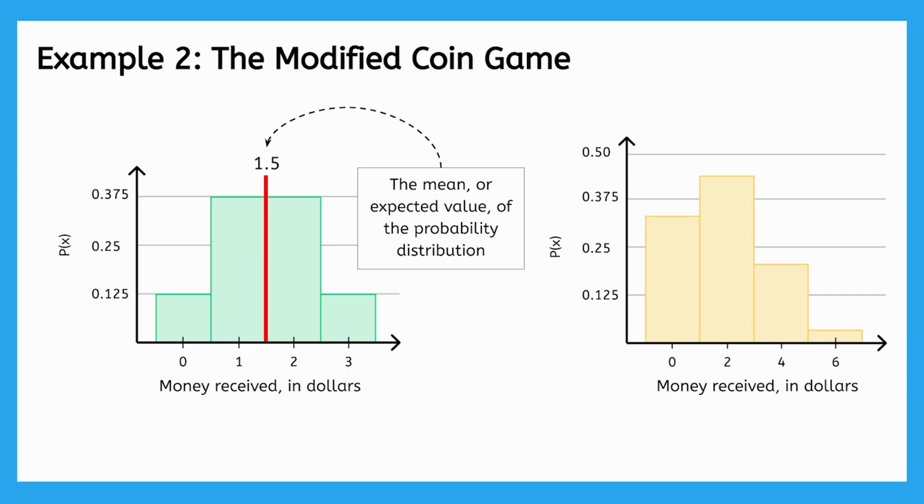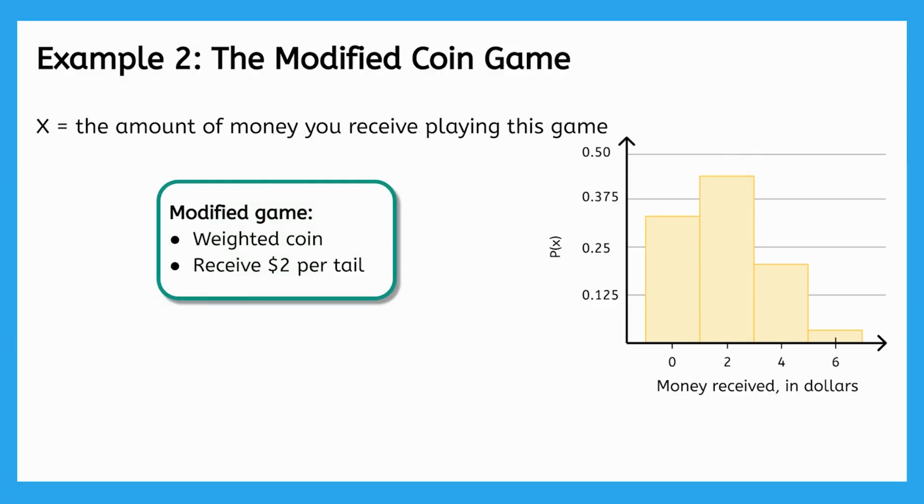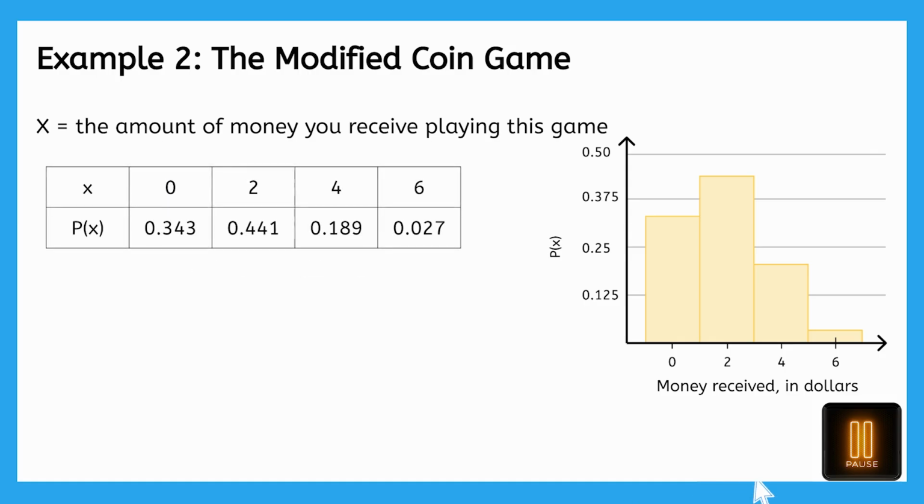Because this distribution is skewed right, we might expect the mean to be here, somewhere around 2. Let's find the expected value to see whether this game is a better deal. In this modified game, the coin is still flipped 3 times, but it's a weighted coin. The probability of flipping tails is less than the probability of flipping heads, but you get $2 every time you flip a tail. Find the expected value of this modified game.